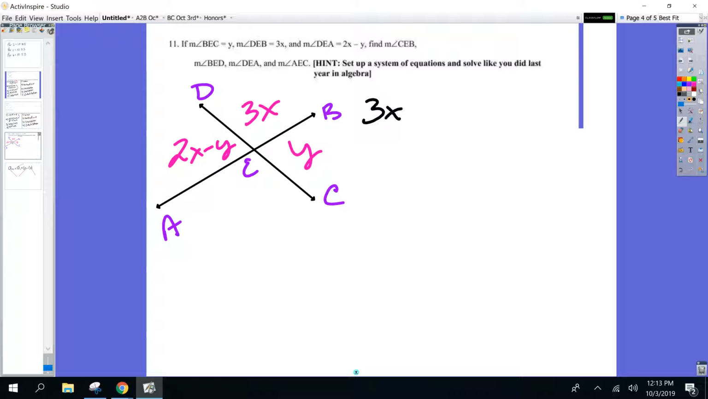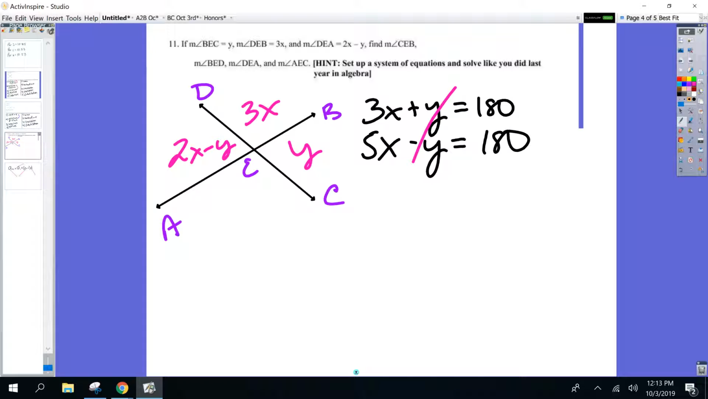So I can do 3x plus y equal to 180. Ready? I'm going to take these two angles. What do I know about these two? Also supplementary. Can you combine the like terms for me? 3x and 2x. So I'm going to go 5x minus y is also equal to 180. Anybody know why I set those two up like that? What's going to cancel out right away? The y's. So you didn't have to do substitution, elimination. Remember those days?